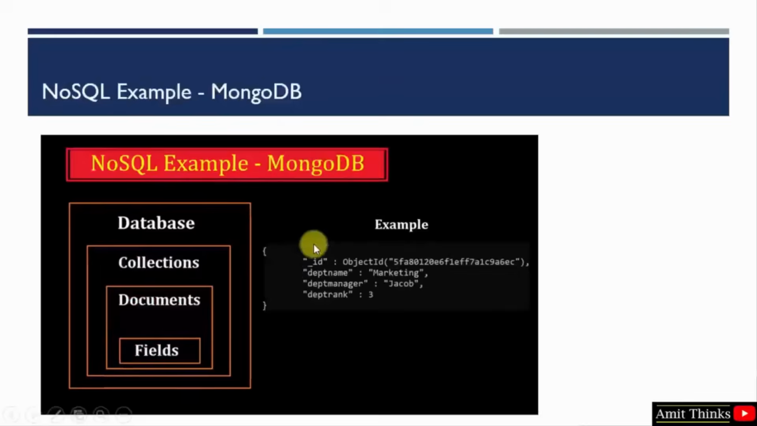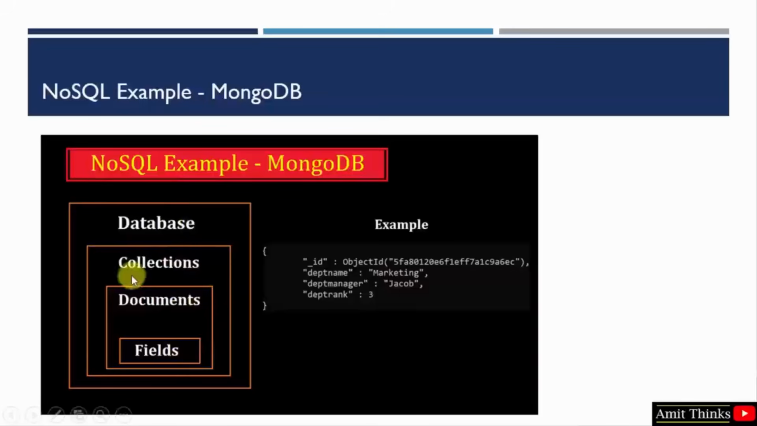Okay, now talking about MongoDB, I told you before it saves data in the form of documents, key value pair. That is completely different from SQL. So this is the document based MongoDB database. We have 4 columns here: ID, department name, department manager, and department rank. So you can see the database here under NoSQL, under MongoDB.